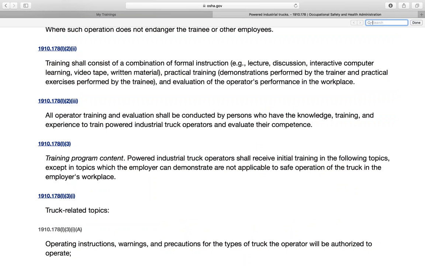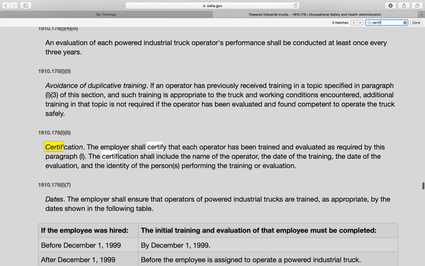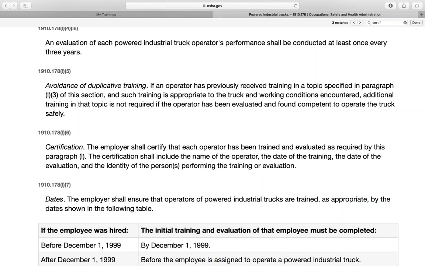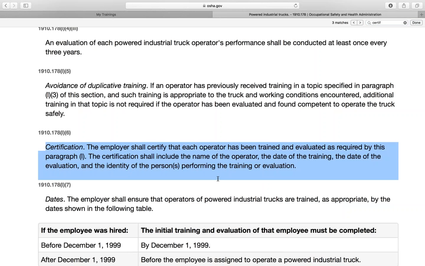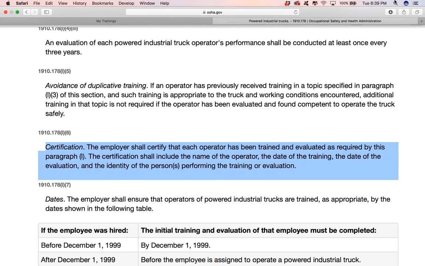Now I'm going to kind of fast forward with the Control F or Command F again. Okay, and I just want to show you. Here you go, right here. It says the employer has to certify that each operator has been trained and evaluated, as required in section L, which is paragraph L, which is what we just saw. The certification is going to have to include, at a minimum, the name of the operator, the date of the training, the date of the evaluation, and the identity of the person performing the training or evaluation.